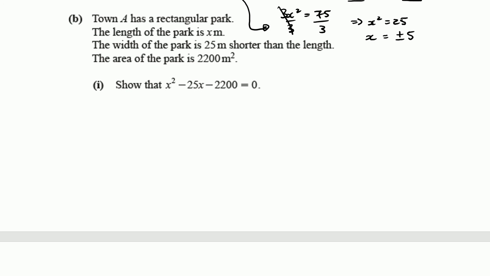Now here we have a problem-solving question, and I'm going to address this one and the rest of the worksheet questions in the next video.